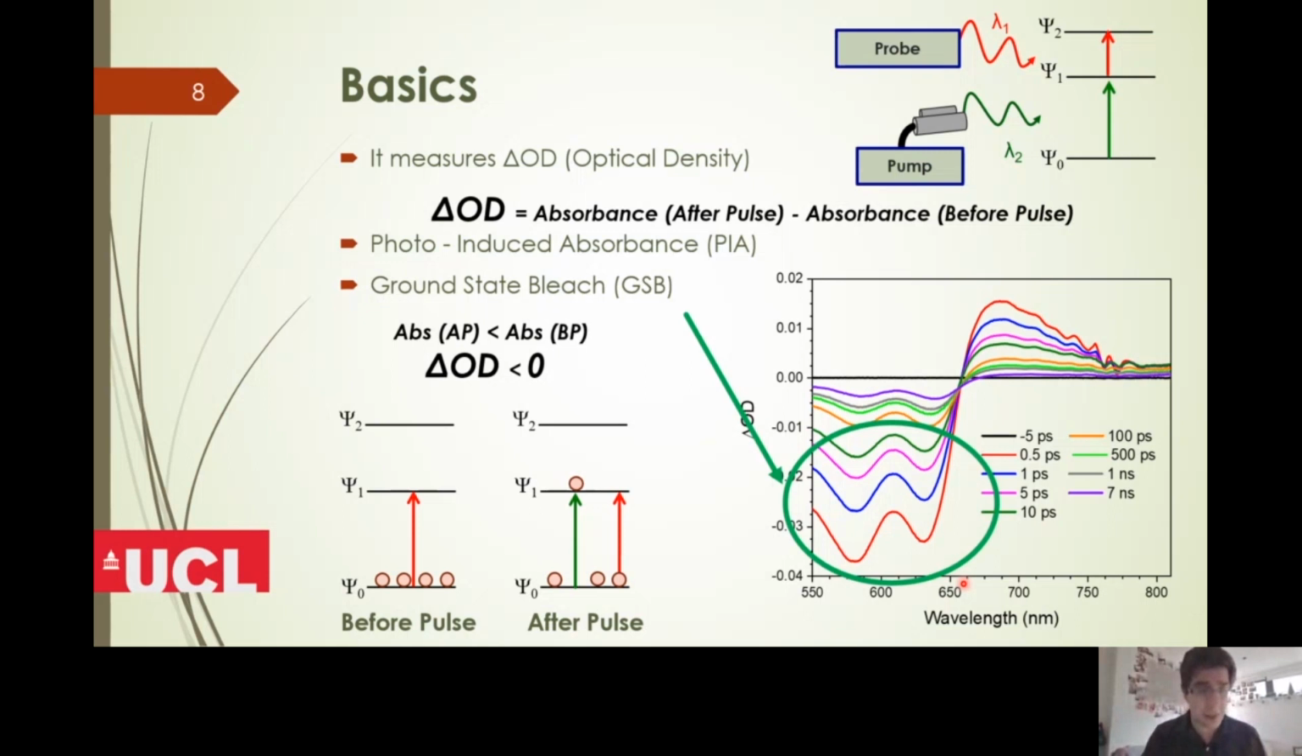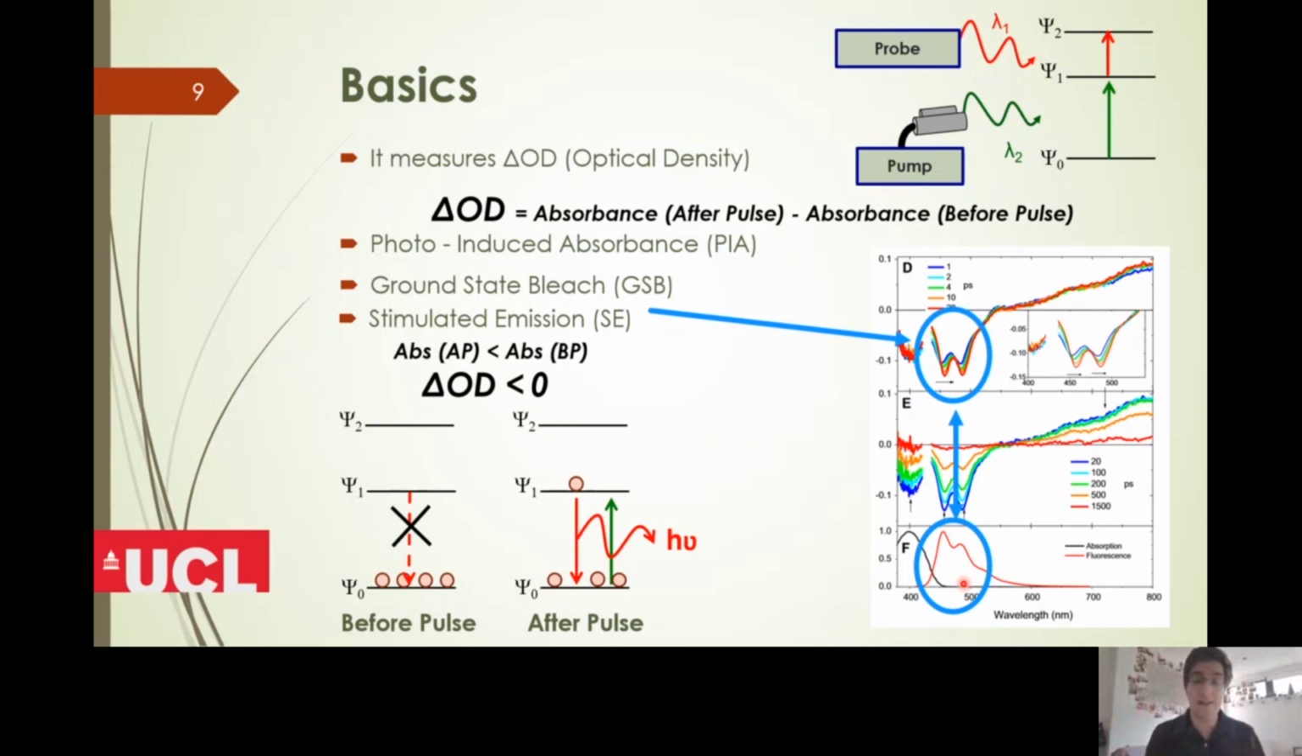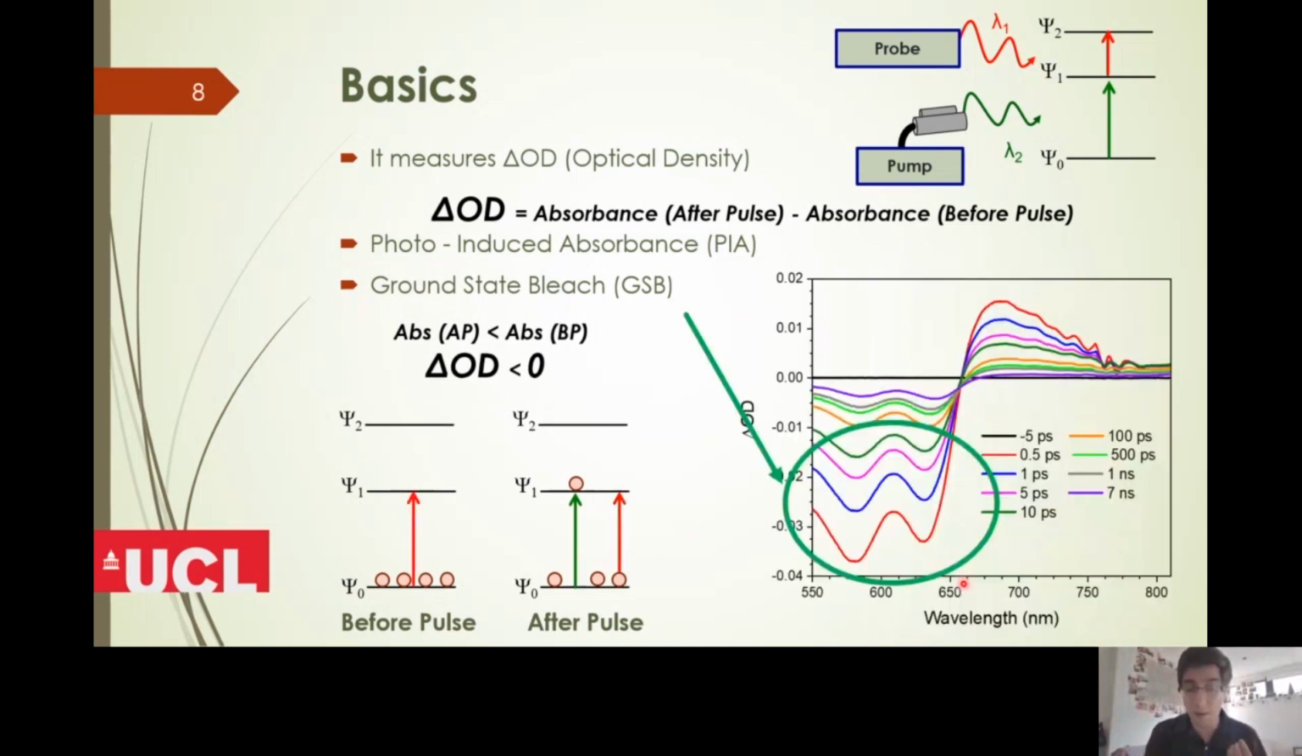We also can see some stimulated emission. Oh, sorry, I didn't say that in ground state bleach, you are able to follow the kinetics of the ground state. The problem is that if you have several states, everything is going to recombine back to the ground state. So you're not going to be able to distinguish between the different processes that happen to your ground state, which in some cases are a lot.